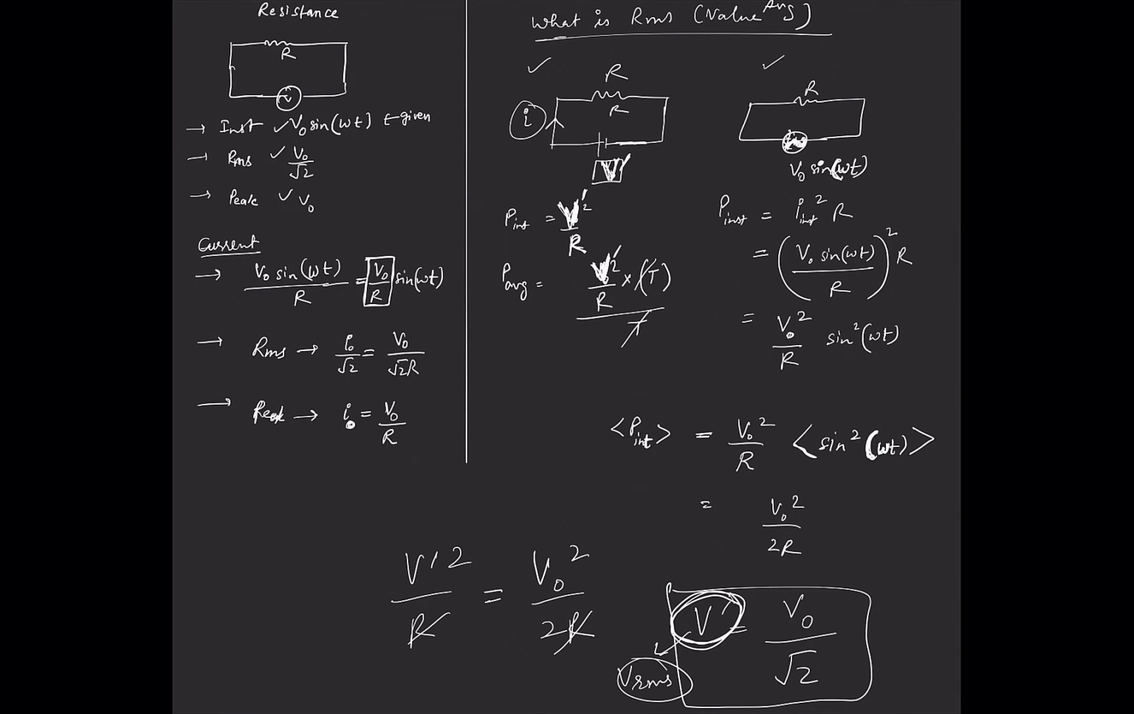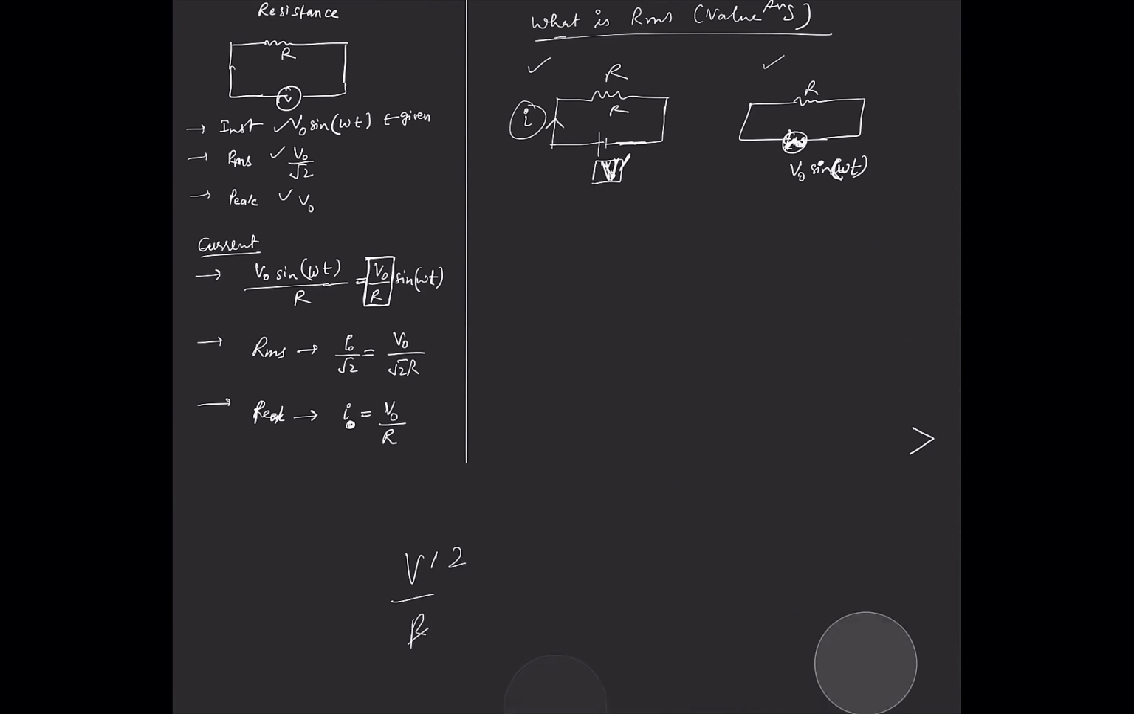VRMS simply means the amount of voltage which we can supply to a constant voltage circuit such that the average power dissipated is the same, and it would be equal to V naught by root 2. So whatever the peak value of the AC circuit is, divided by root 2, that is the constant amount of voltage you can supply so that the average power in one cycle is the same.